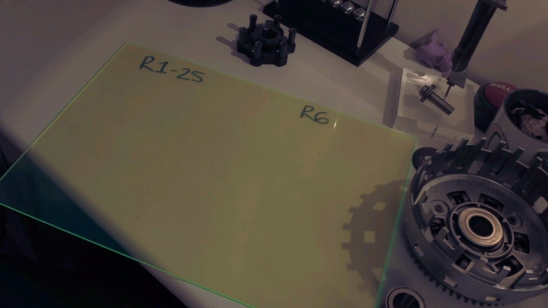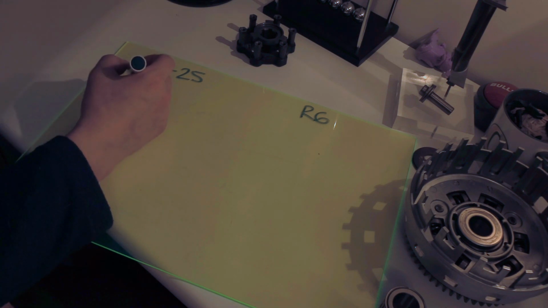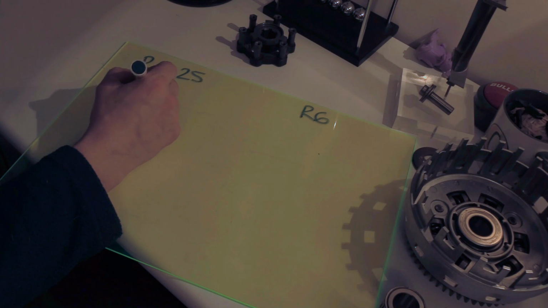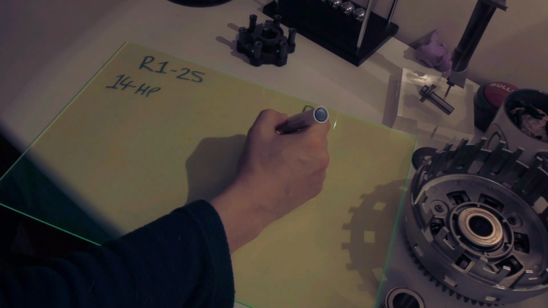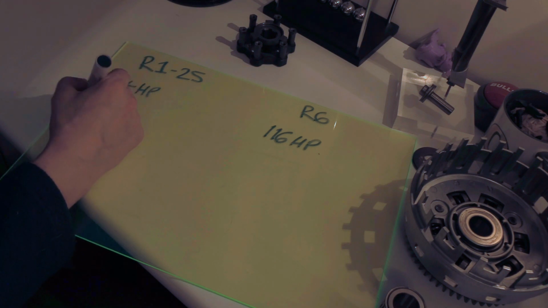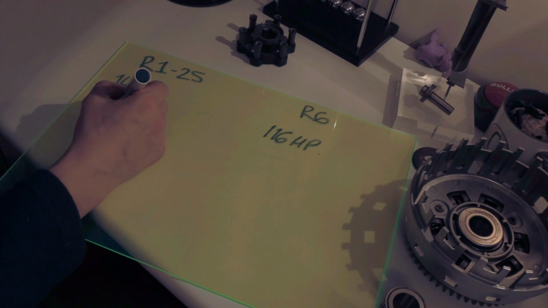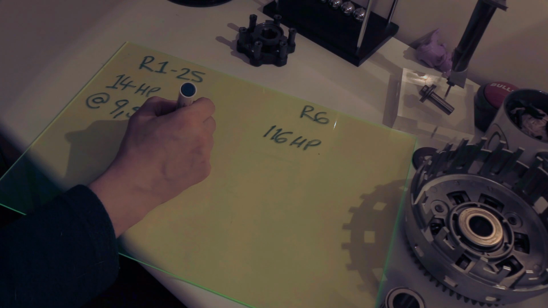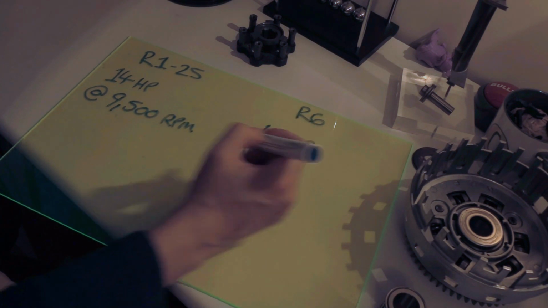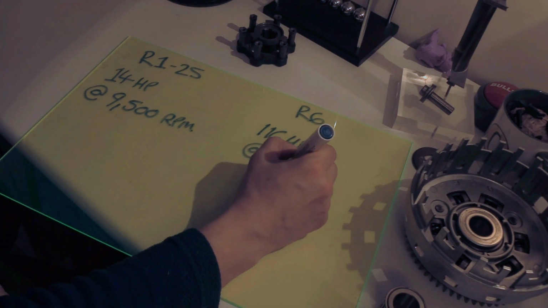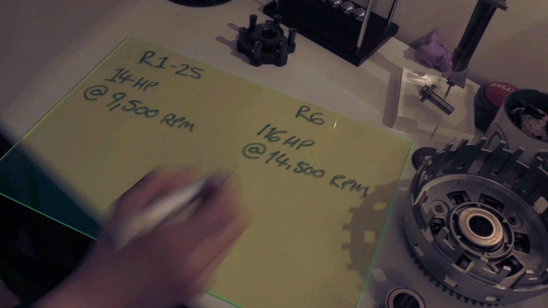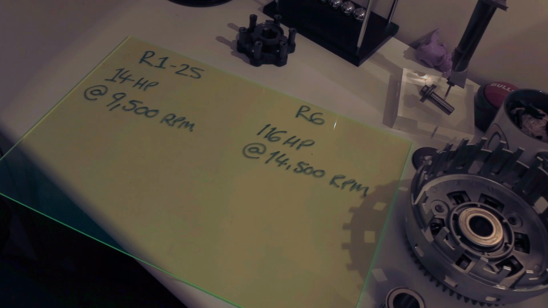Right, so what we've got is a difference between these two. The 125 produces about 14 horsepower, and the R6, according to Yamaha, and this is why we're using a Yamaha, produces 116. Both engines produce their power, so we'll look at peak power. The 125 produces it at about 13, but we'll just call it 14 because that's what it's restricted to, at 9,500 RPM. And the R6, I said R1 before, that's wrong, does it at 14,500 RPM.